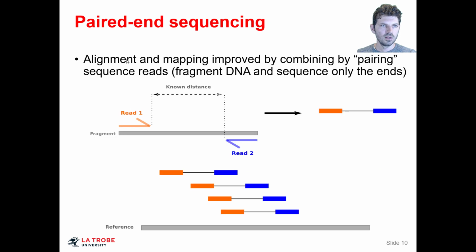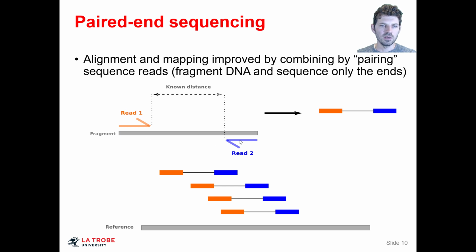Now, in order to overcome some of these difficulties when it comes to aligning and mapping your reads to the reference genome, what's often done with Illumina and the short sequence-based next generation sequencing technologies is something called paired end sequencing. Basically, in my previous lecture, I talked about how Illumina DNA samples needed to be fragmented. So here we have a fragment of DNA.